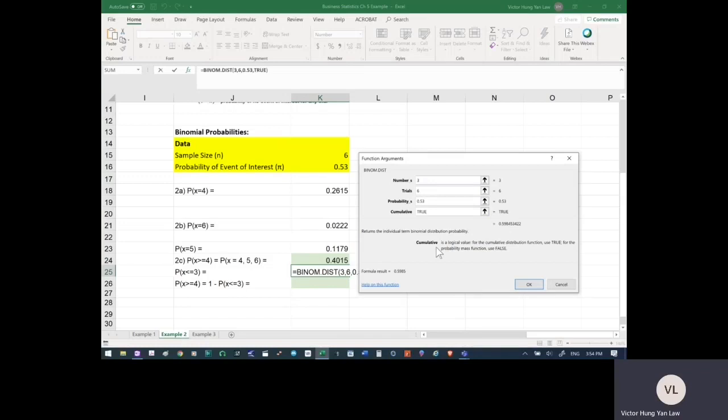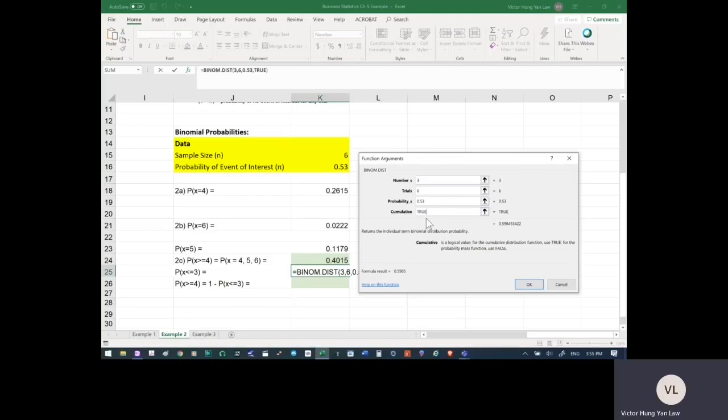The reason cumulative is true is because we're looking at the probability of x is less than or equal to 3. We're not looking for the probability of x is equal to 3. We're looking for the probability of x is less than or equal to 3. And that's what the cumulative stands for. When we have true for cumulative, we're looking at the cumulative probability of x from the very left side all the way to the number x equals 3. So what we're looking at is the cumulative probability from 0 all the way to x equals 3.